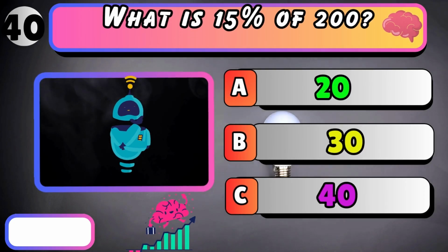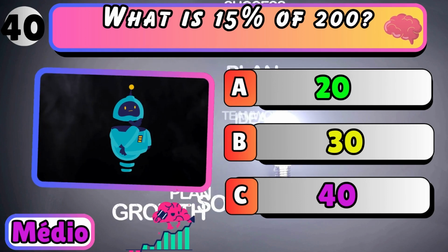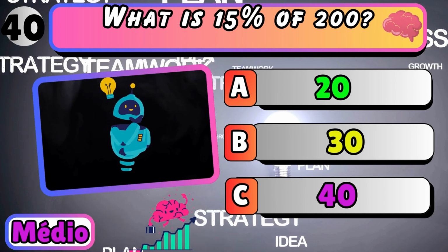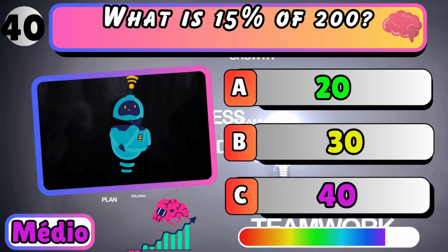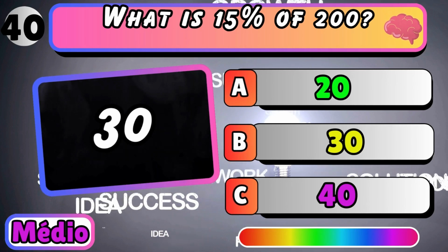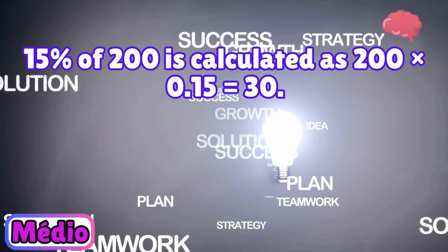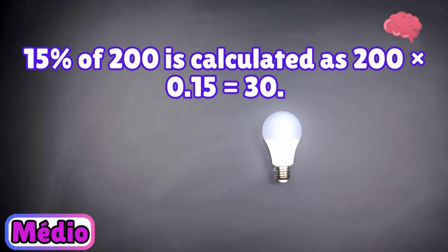What is 15% of 200? 20, 30, or 40? 30. 15% of 200 is calculated as 200 times 0.15, which is equal to 30.